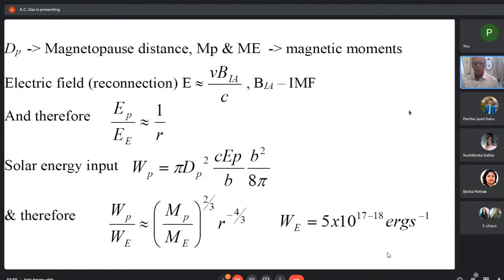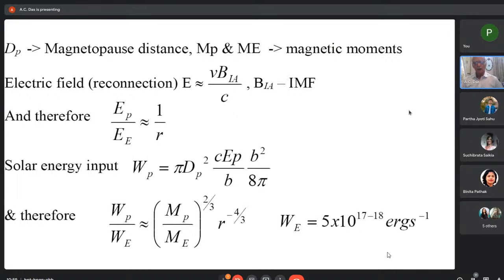Solar energy input is given by the solar wind pressure times the circle that it makes with radius d_p, and the other thing is the magnetic energy, B squared by 8 pi, times the flux. Then you get the velocity, and the velocity is cE by B. So that is the flux that you get from the Sun or any planet, and if you know it for Earth, and you find out the ratio, that is given by (m_p/m_e) to the power 2/3 and r to the power minus 4/3.